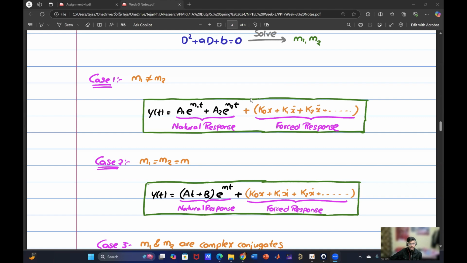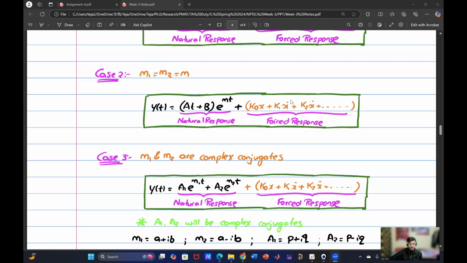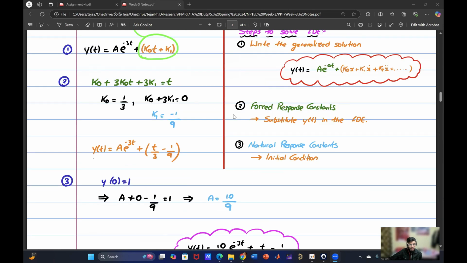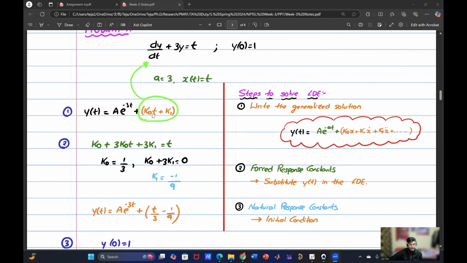So how to find forced responses. Forced constants you have to find by substituting this solution in the original differential equation. So let us go to this problem. Here I got this k naught t plus k1. Once we substitute this in this expression, we have LHS and RHS. I have compared t coefficients and then compared constants and then equated the LHS. k0 t plus k1.